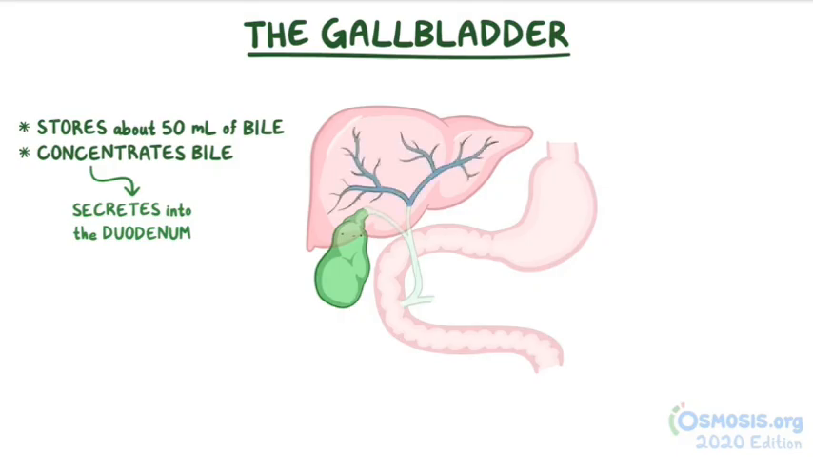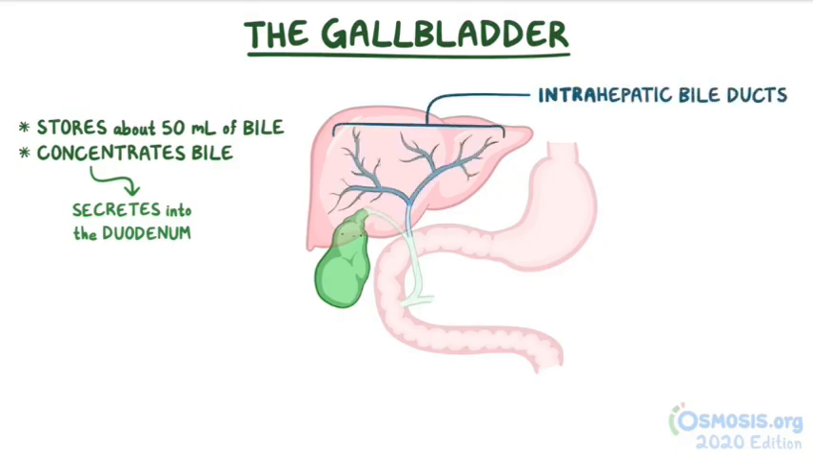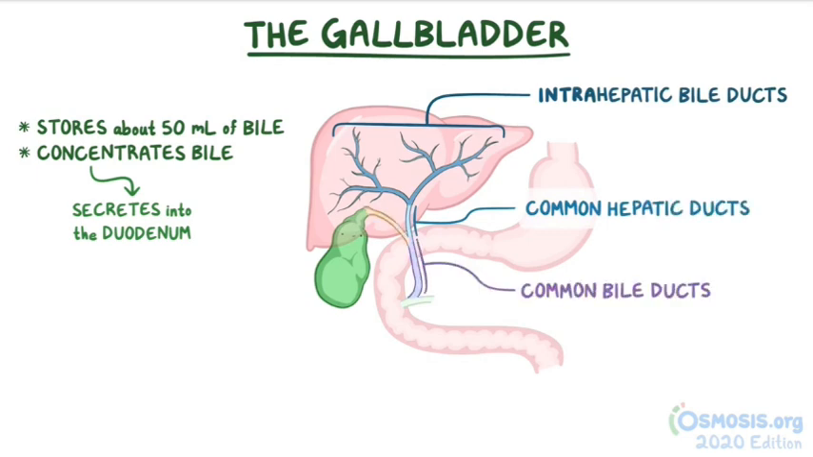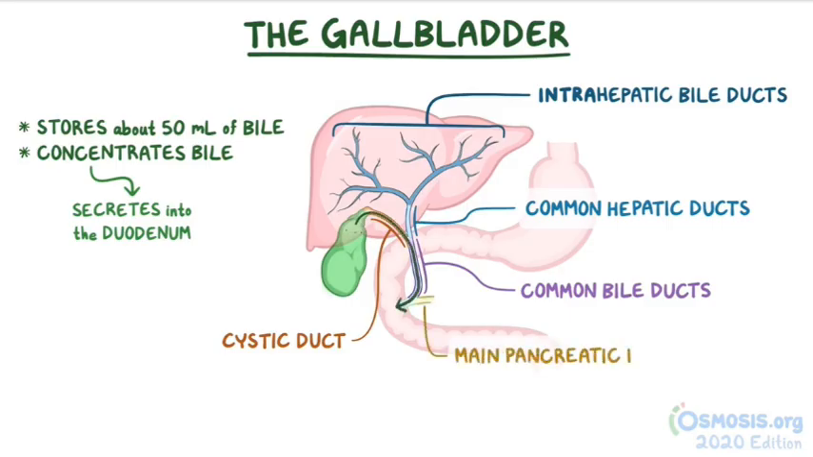Bile is produced by the liver and secreted into a network of intrahepatic bile ducts before reaching the common hepatic duct. The common hepatic duct then connects with the cystic duct, which allows the bile to flow into the gallbladder. When the gallbladder contracts, bile is pushed back out of the gallbladder through the cystic duct and flows into the common bile duct, which joins with the main pancreatic duct before emptying into the duodenum.